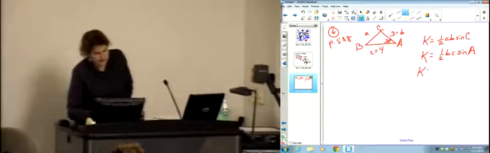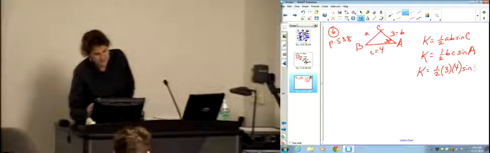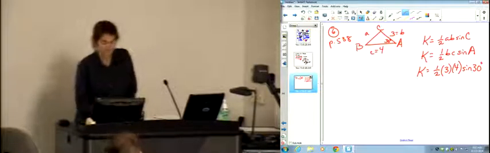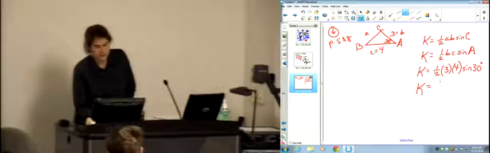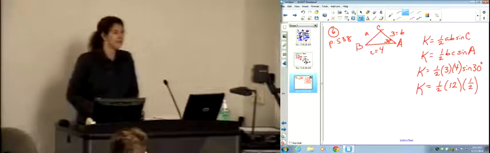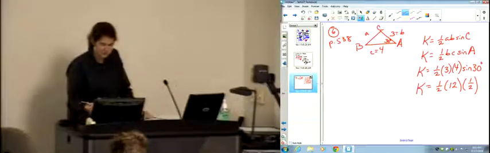So in our case here, we've got 1/2 times 3 times 4 times the sine of 30 degrees. What's the sine of 30 degrees? 1/2, right? We know that from the unit circle still. We haven't forgotten our unit circle, right? Okay, we don't want to forget that.